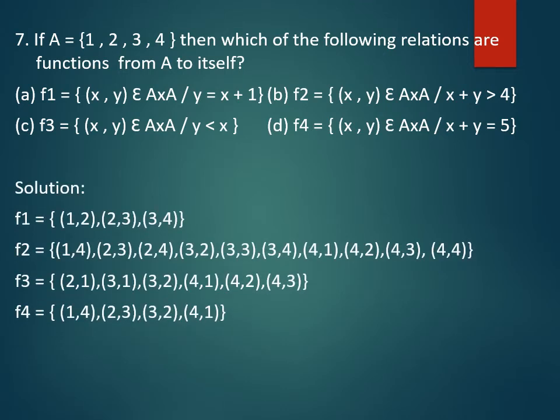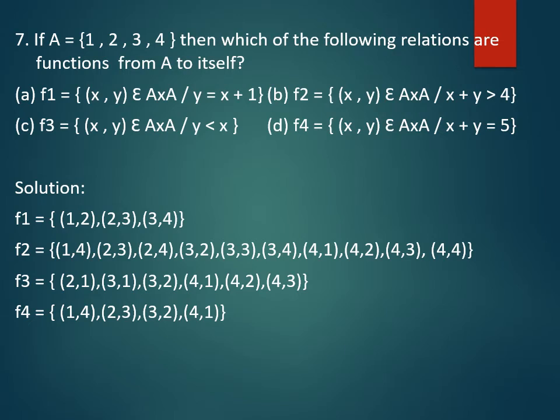So first we write the tabular form of these relations F1, F2, F3 and F4. Then we identify which one will be the function here. So here F1, according to the definition of this F1, these are the elements. y is x plus 1. So both x and y belong to the set A itself. Therefore, when x is 1, y is 2. When x is 2, y is 3. When x is 3, y is 4. We cannot take x as 4, because if I take x as 4, y will be 5. But 5 does not belong to the given set A.